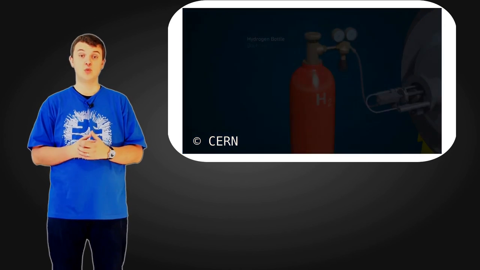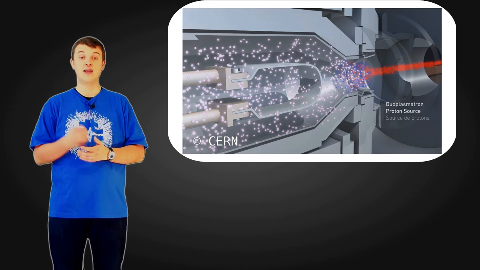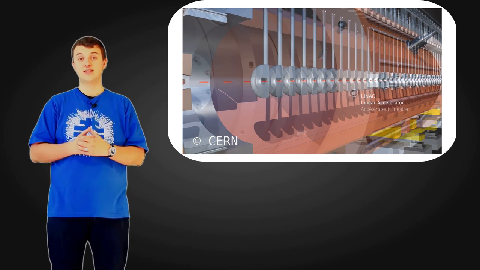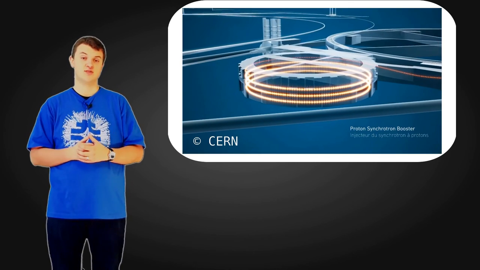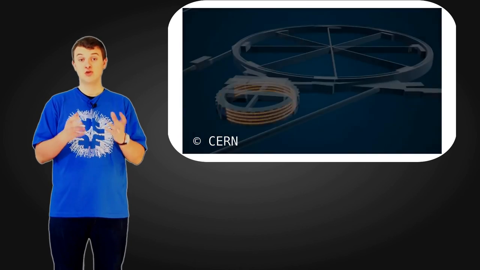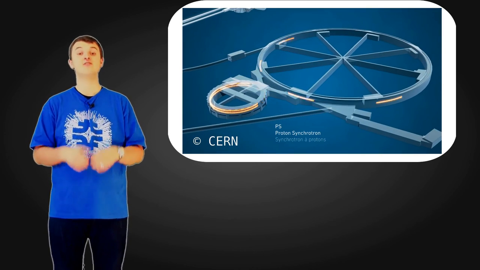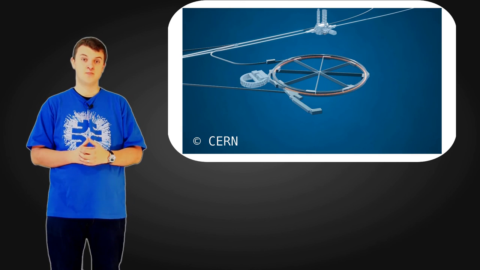Heating up this hydrogen will ionize it. That means remove the electrons. And now we're ready to start accelerating the leftover protons. The first step is a small linear accelerator, and then a series of progressively larger synchrotrons. First, the proton synchrotron booster, then the proton synchrotron, then the super proton synchrotron, and finally the LHC.